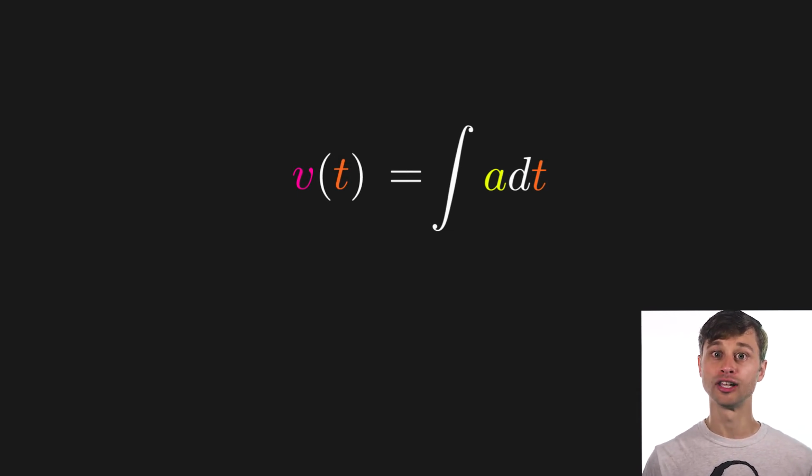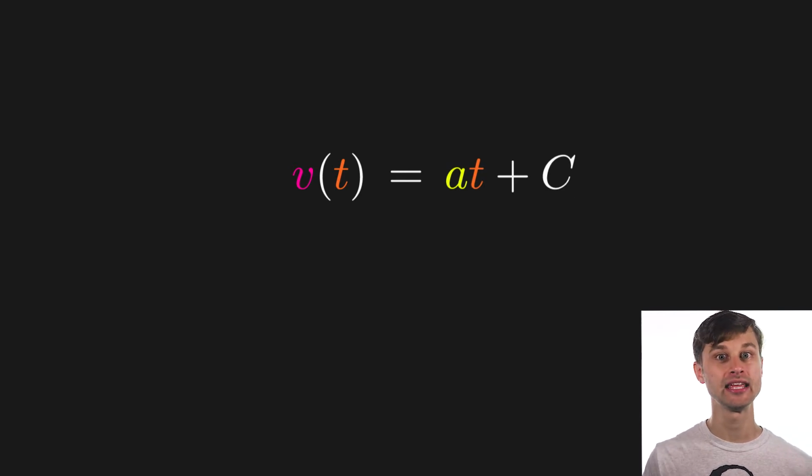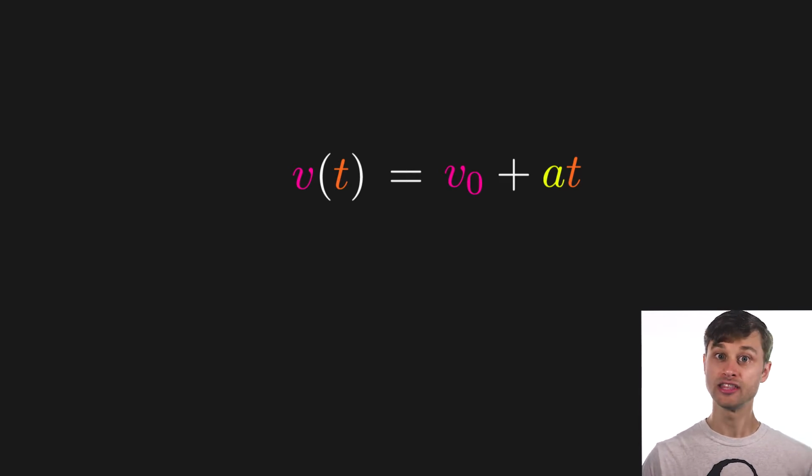So to solve for the velocity of a system where the acceleration is constant, we simply take the integral of the acceleration function. But the integral of a constant function is just a linear function, so I can write this: v of t is equal to a times t plus c, where c is an extra constant that we need to add to the end of an indefinite integral. I'm going to rewrite that constant c as another constant, v sub 0, or v initial. And this is our first kinematic equation. The velocity at any point in time is equal to the initial velocity plus the acceleration times time.